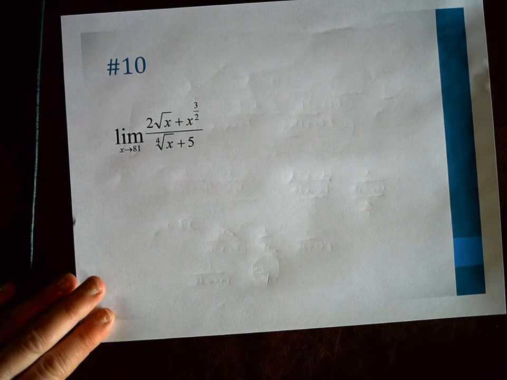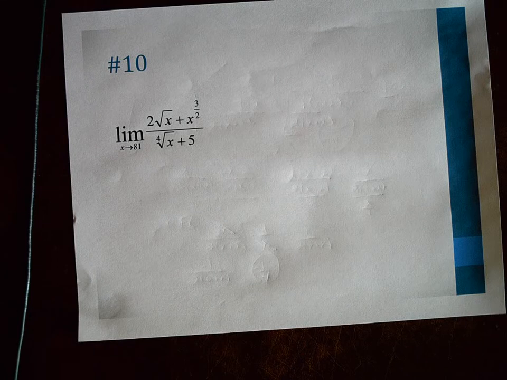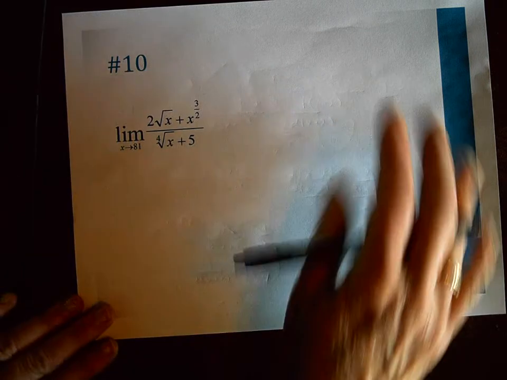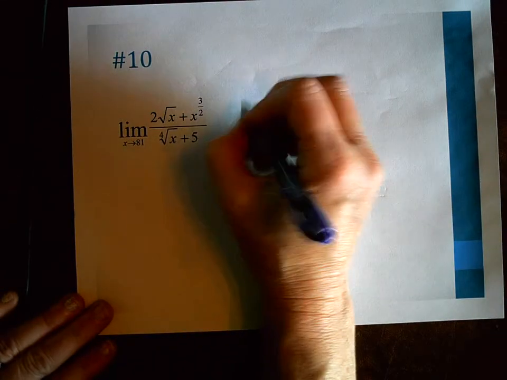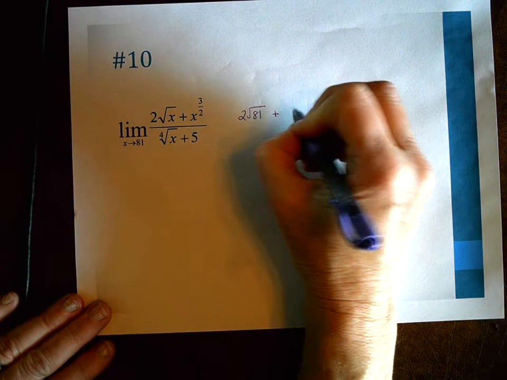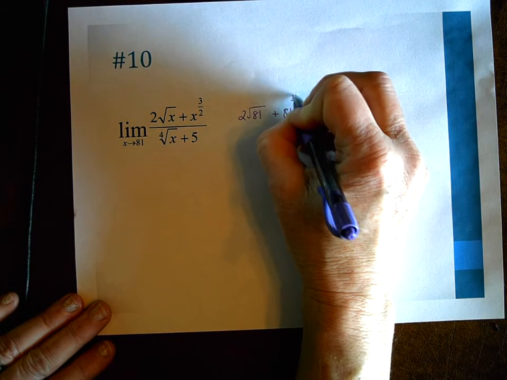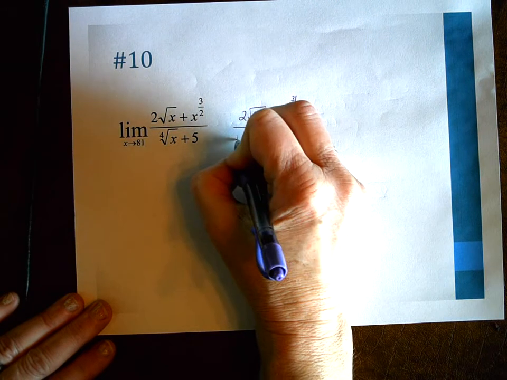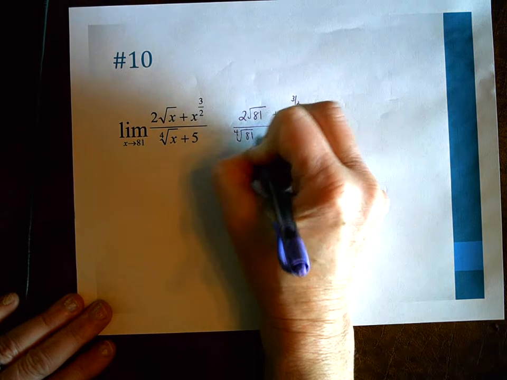Okay, last question. Looks really hard. Again, try direct substitution. You'd be surprised. So we're going to substitute 81 in. So 2 times the square root of 81 plus 81 to the 3/2 power. We'll talk about what that is. Over the 4th root of 81 plus 5.